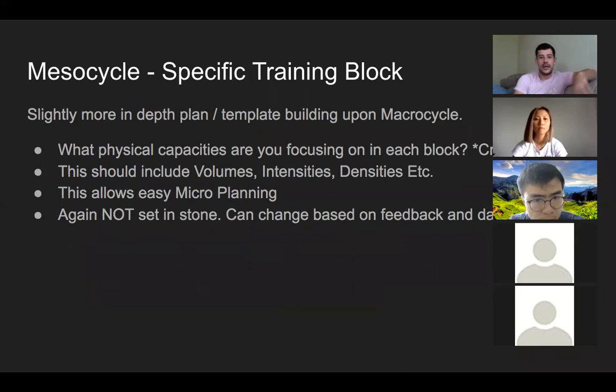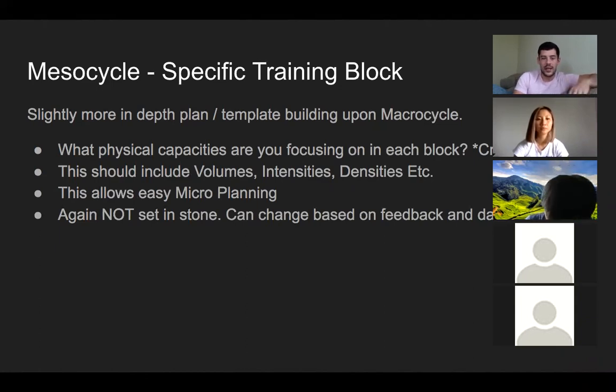Then you kind of zoom in on a small block. Say the macro cycle was 6 months long. Each month would be referred to as a mesocycle. So that would be just a training block. Think, for example, in Mob Strong, you kind of have your 4 to 5 week training blocks. That would be referred to as a mesocycle. That would be a slightly more in-depth plan based off that macro cycle, the long-term plan.